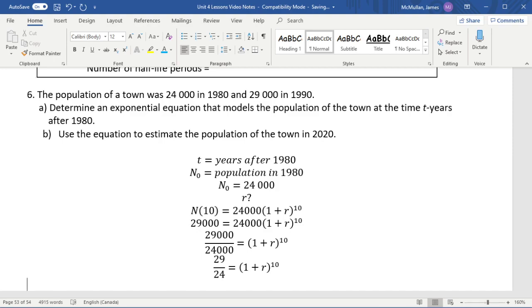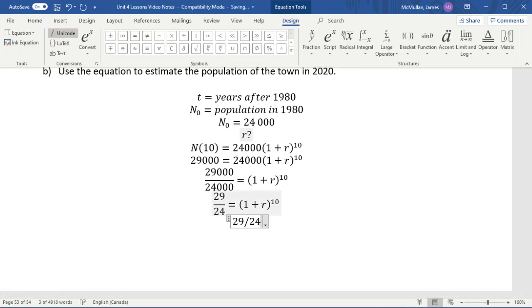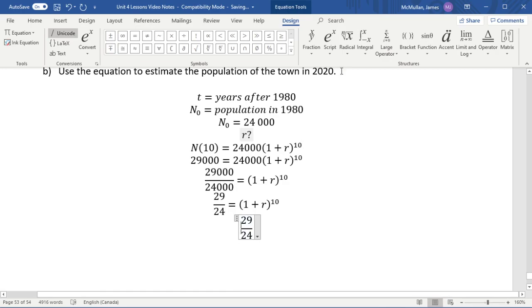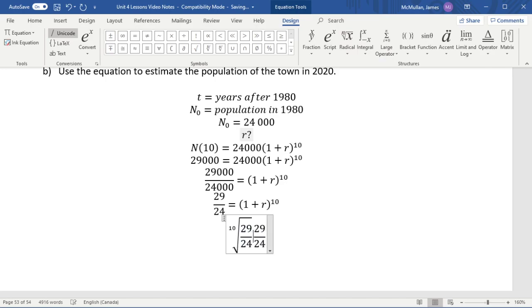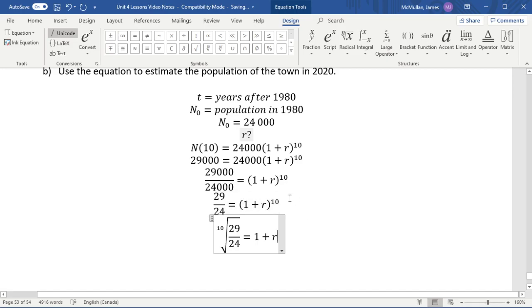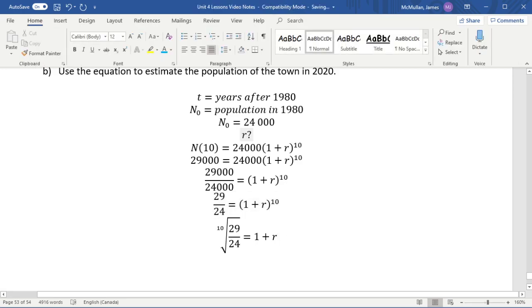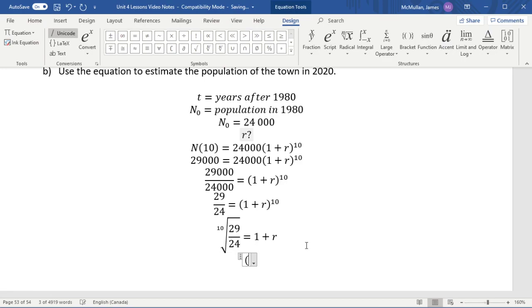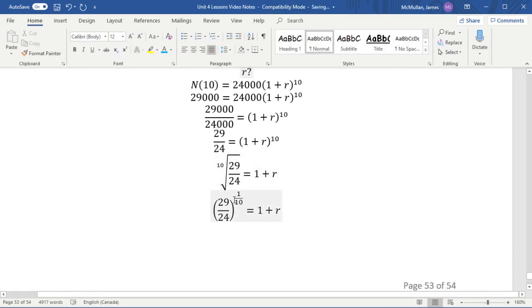To cancel out a power of 10, you would take the 10th root. Just like to cancel out a squared, you would take the square root. So what I'm going to do here is take 29 over 24 and take the 10th root, and that would be equal to 1 plus r. The reason being, if you take the 10th root of this side, then the 10th root and the power of 10 cancel. Now, of course, my calculator doesn't have a 10th root button. So how do I find this? Well, I remember that the 10th root is the same as to the power of 1 over 10. Right? This and this are the same thing.